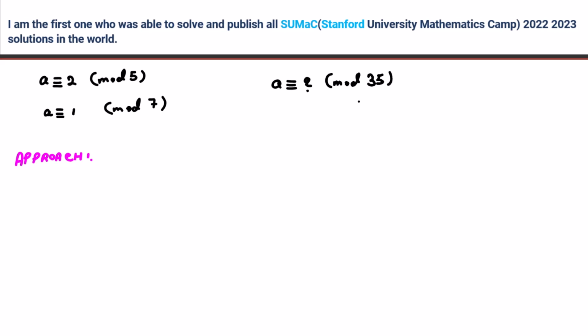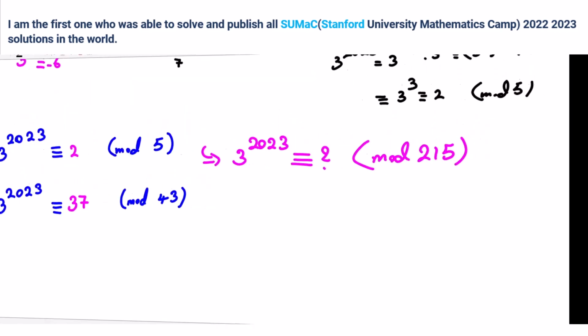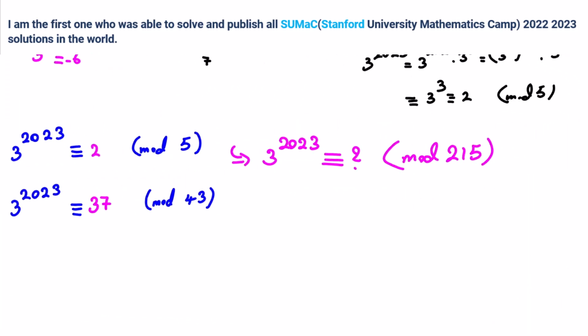Actually, I kind of have an idea, so I want to try again. Yeah, okay, sure. Try again. I'm not too sure how to do this. I thought maybe I could write 3 to the 2023 as 5x plus 2 and 3 to the 2023 as 43y plus 37. Yes, sure. One approach is that.